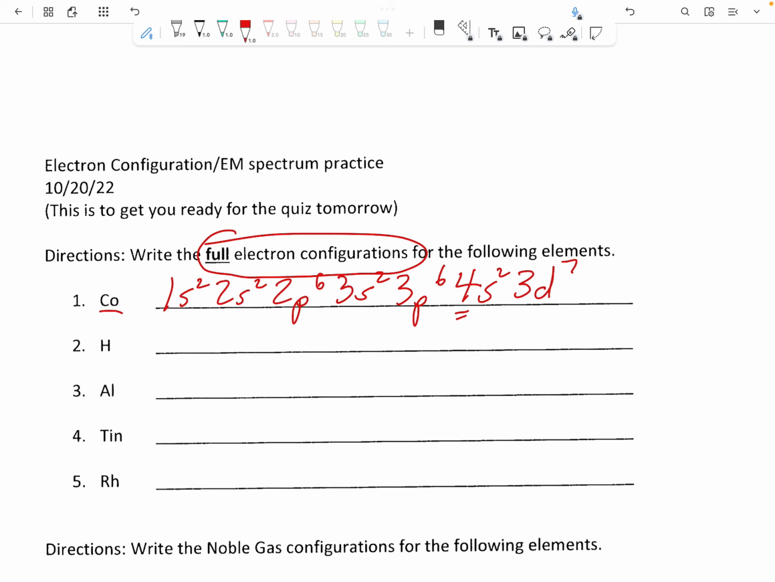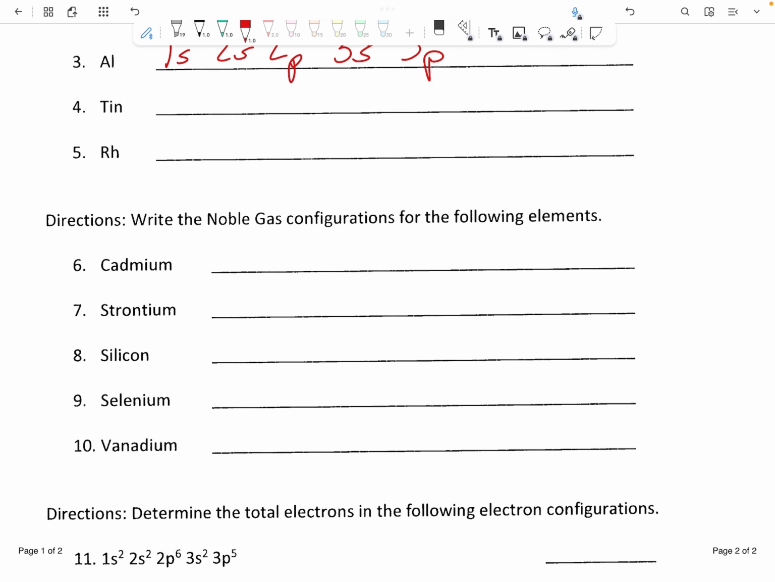Aluminum is number 13 in the periodic table. And its full electron configuration is 1s2, 2s2, 2p6, 3s2, 3p1, all right? It's in the third period, it's in the p block, and it's the first element in the p block. And if you follow that pattern, you can figure out all the configurations for any element you want.